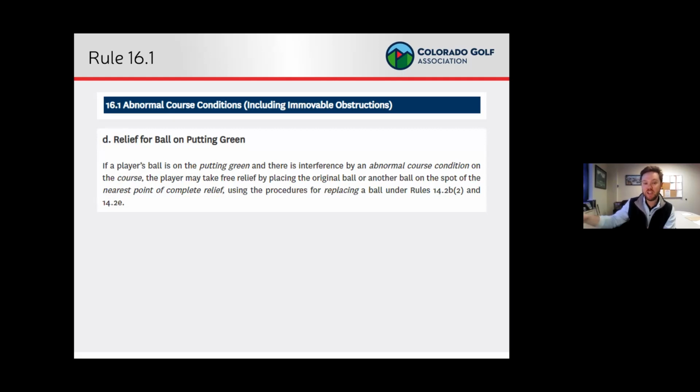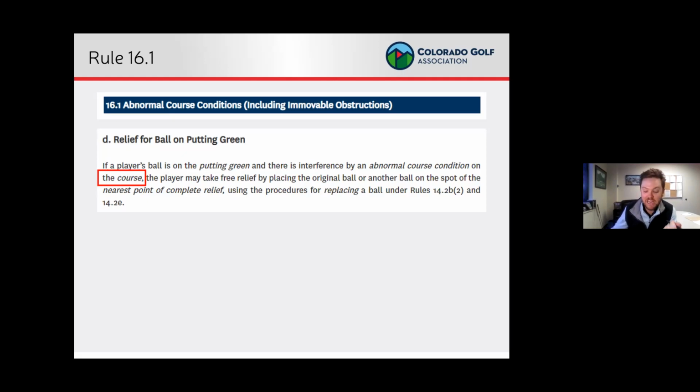So I have to putt up into the fringe and there's a sprinkler head up there, and that's on my true line of play. I would be entitled to relief because I have interference based on what we saw. And it said we could place the original ball or another ball on the course, another ball on the spot of the nearest point of complete relief using the procedures for replacing them under Rule 14.2b2 and 14.2e. Again, we have interference from an abnormal course condition on the course.